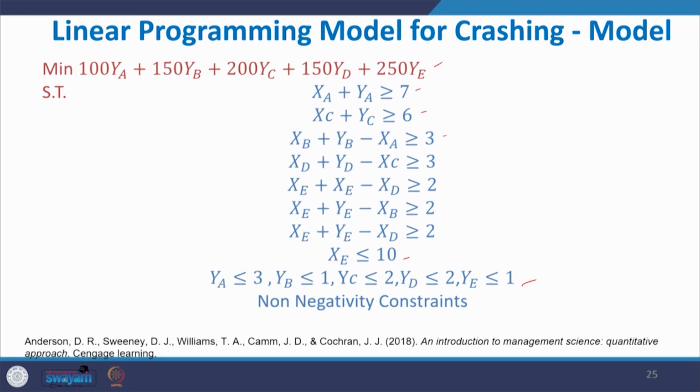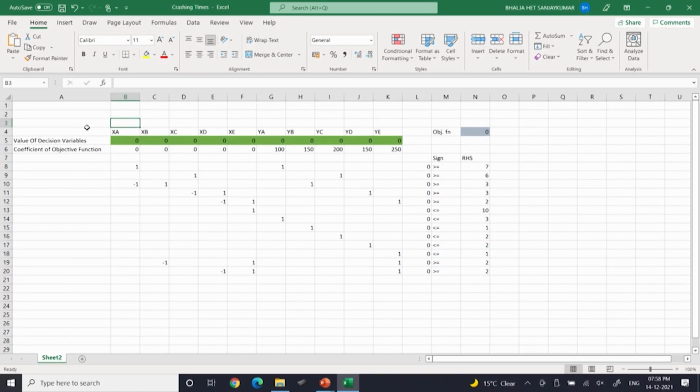Now, this problem I am going to solve with the help of Solver, then I am going to interpret the result. This is the Excel model for this crashing problem. Remember these XA, XB, XC, XD variables are there in our objective and in our constraints. Any variables appearing in our constraints need to be reflected in our objective function also.